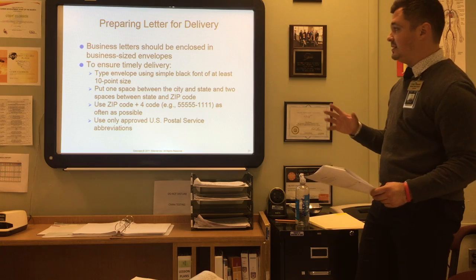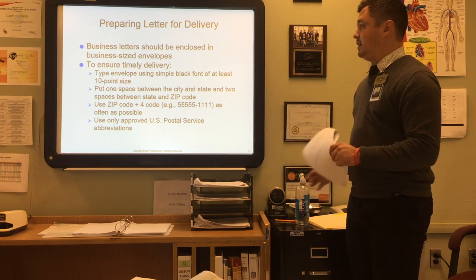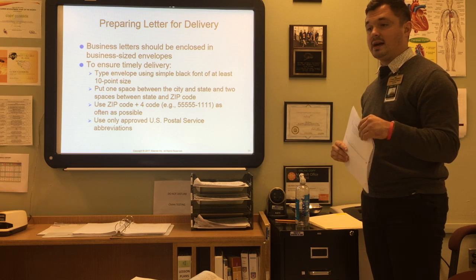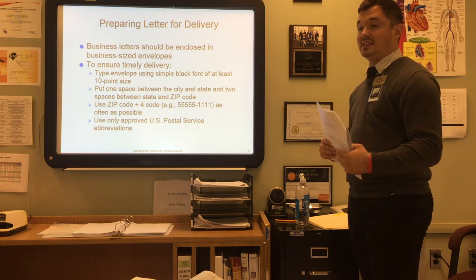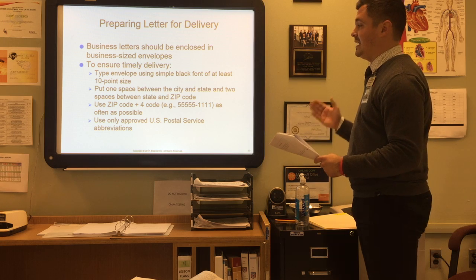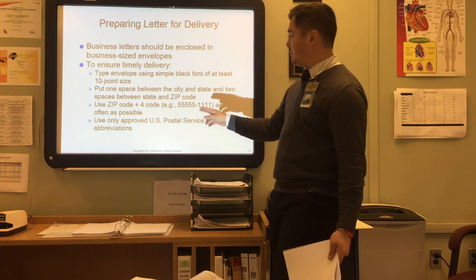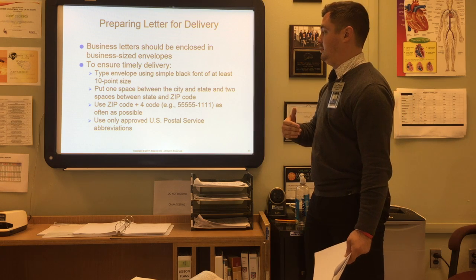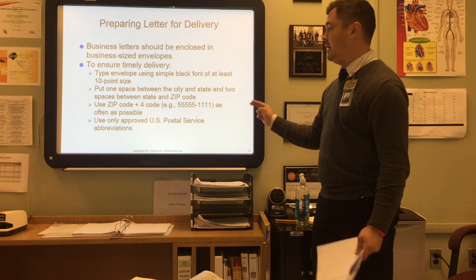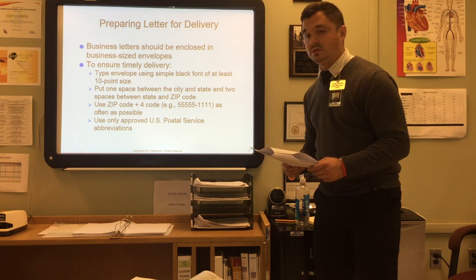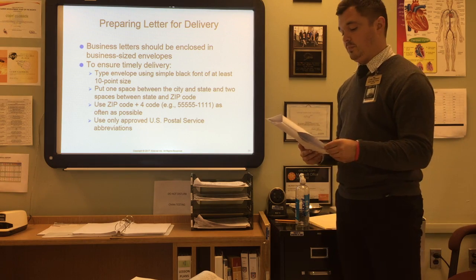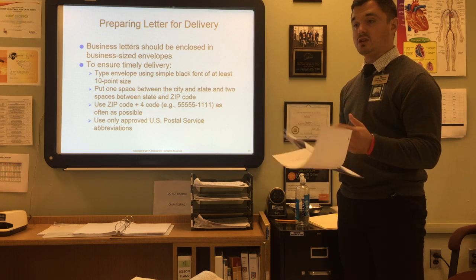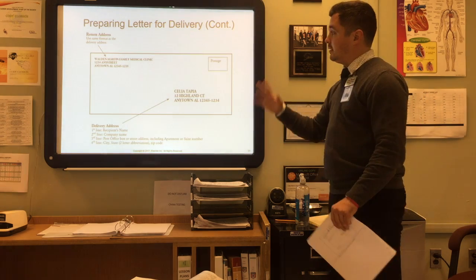So to ensure a timely delivery of your mail, type the envelope using simple black font of at least 10-point size. Put 1 space between the city and state and 2 spaces between the state and zip code. So use zip code plus the 4 code as often as possible, and only use approved U.S. Postal Service abbreviations, which we talked about earlier. So do not put anything below the last line of the delivery address on your letter here.